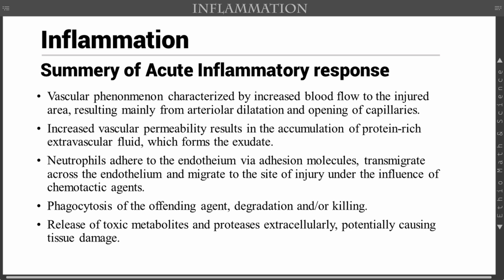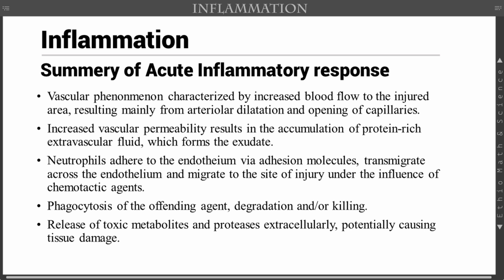Now the cells. Neutrophils first marginate along the endothelium, roll via selectins, and adhere firmly through integrins whose affinity has been cranked up by cytokines. They transmigrate through intercellular junctions, PECAM1 helps, then follow chemotactic breadcrumbs, C5a, LTB4, IL-8, toward the source. At the end of this path, phagocytosis, killing, and degradation of the offending agent.